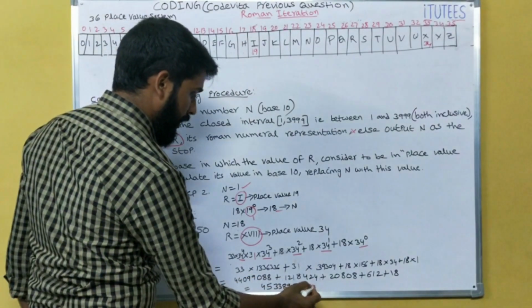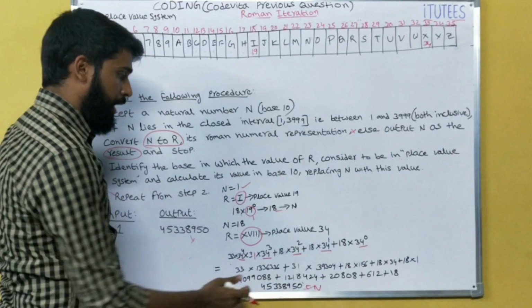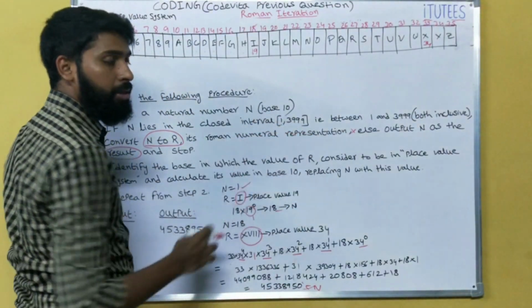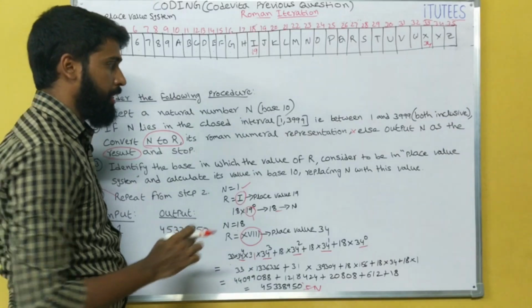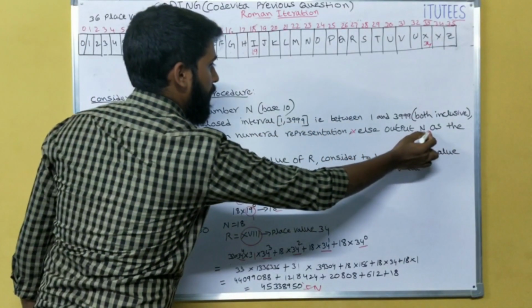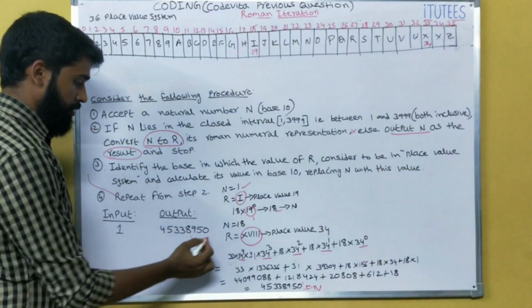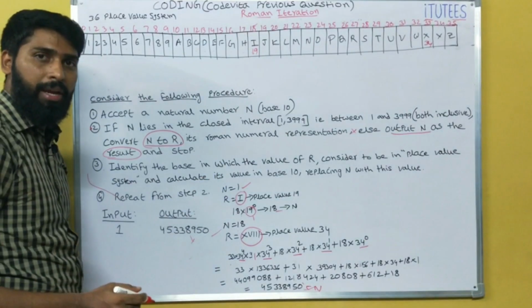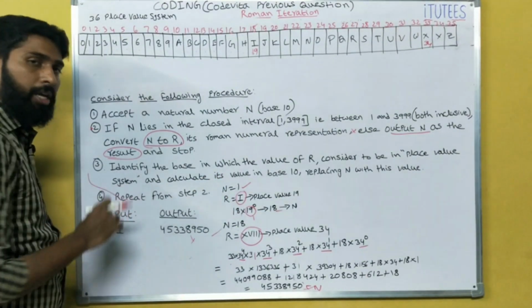And now this is the n, and it does not lie between 1 to 3,999. So we are going to print this output n. So we get the output 45338950 when you are giving the input 1.